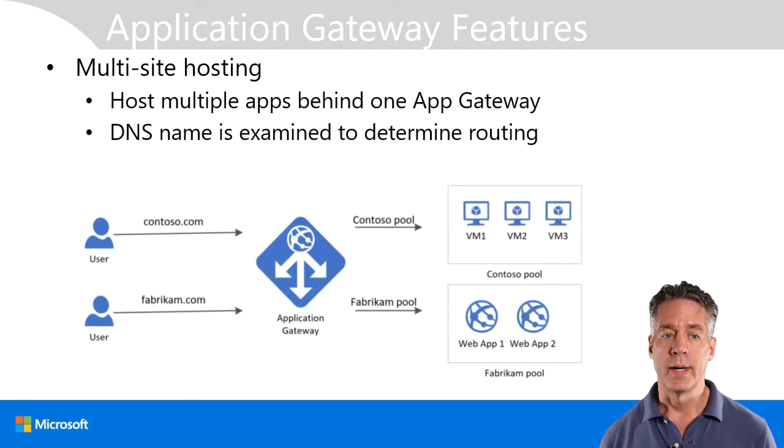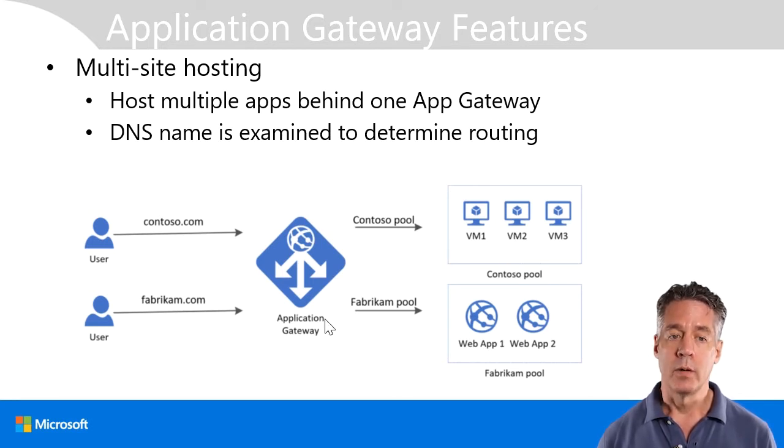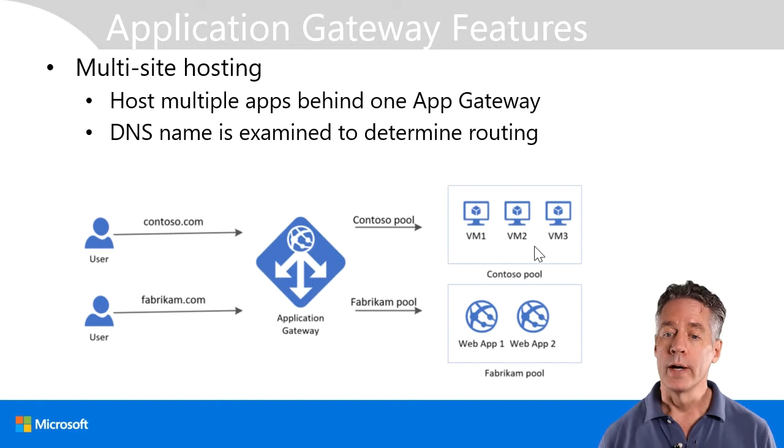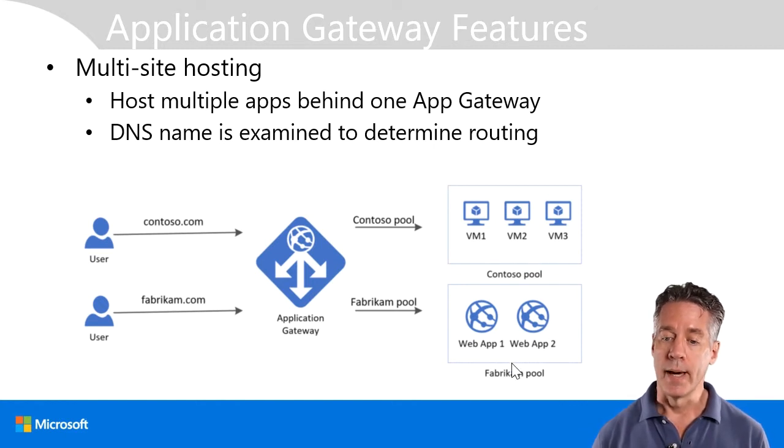Some features of App Gateway which make it a nice choice. There's multi-site hosting. So this allows you to host multiple applications behind one App Gateway. Since Application Gateway looks at the HTTP request, it can look at the URL requested in the request for HTTP. And the DNS name, like contoso.com or fabricom.com, could be used to determine where to map the request in backend pools.